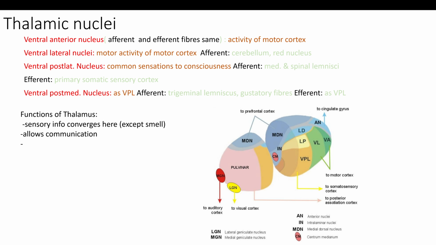The ventral posterior lateral nucleus relays common sensations to consciousness, with afferent fibers from the medial and spinal lemnisci, and efferent fibers to the primary somatic sensory cortex. Then there is the ventral posterior medial nucleus, which relays common sensation to consciousness. Afferent fibers are the trigeminal lemniscus and gustatory fibers. Efferent fibers go to the primary somatic sensory cortex.